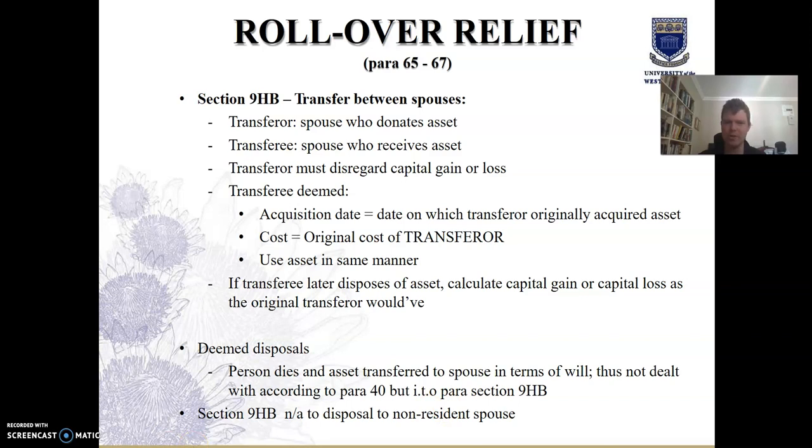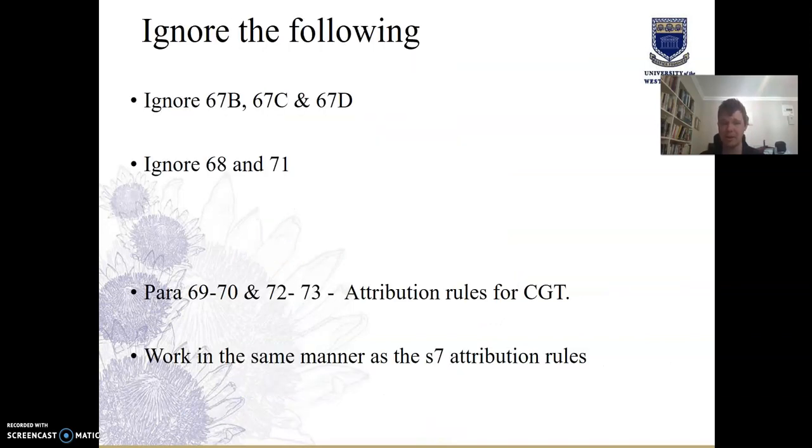Some stuff just to note in terms here, where a person dies and assets are transferred to spouse in terms of a will, okay, it will now be dealt with in terms of section 9HB, so the same thing as above, but 9HB does not apply for disposals to a non-resident spouse. It only works if your spouse is South African.